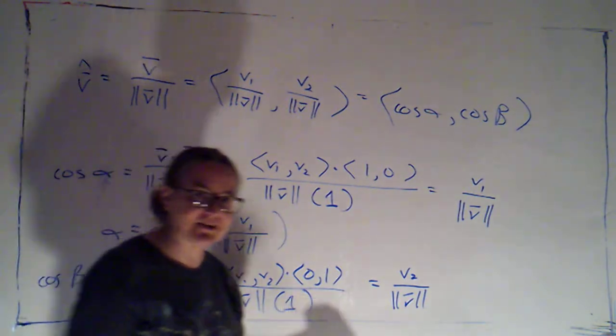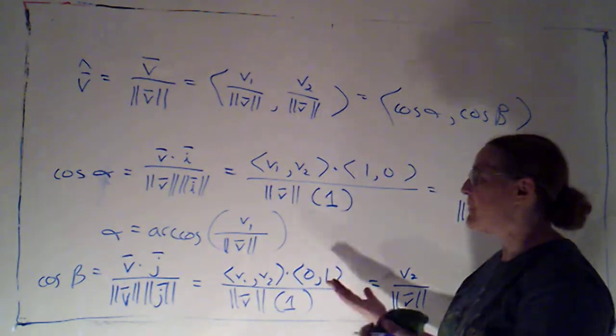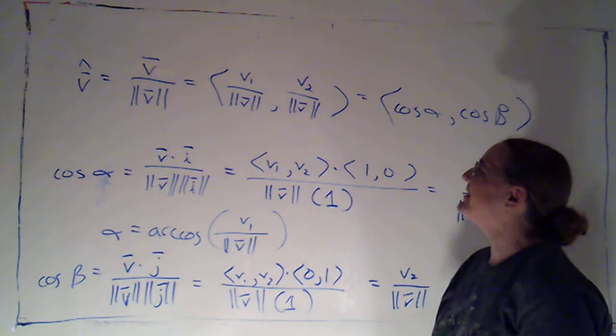Obviously, if V is the 0 vector, it doesn't make an angle with anything, and we don't talk about the direction angles for the 0 vector. They don't exist.